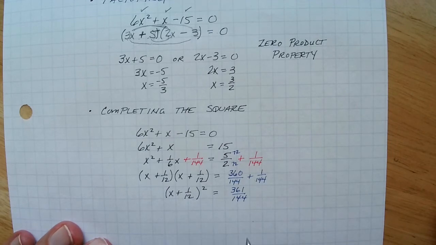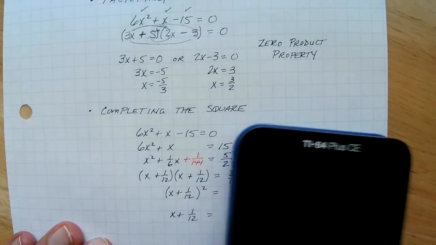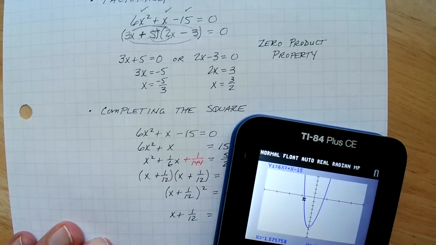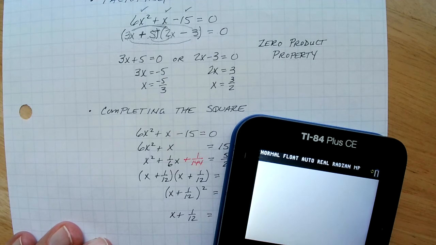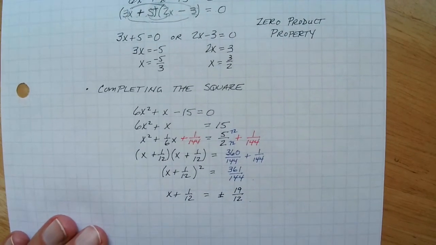So now I take the square root of both sides. And so this is going to leave me with x plus 1/12. And then over here, I'm kind of hoping that's a perfect square. It isn't always, but let's see if we can make something like that happen here. So let's see if I can square it. Square root of 361. Yes, it's a perfect square. It's 19. So okay, I'm in business here. So I know that this is plus or minus 19 over 12. That would be the root of 144.